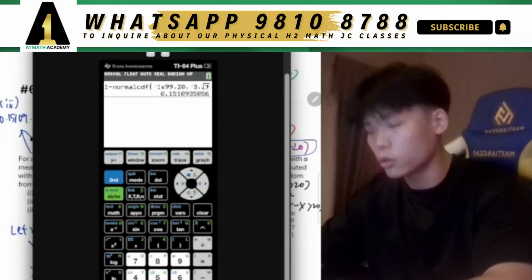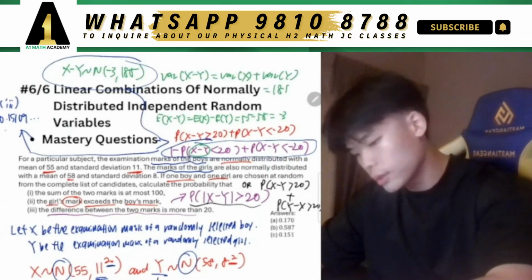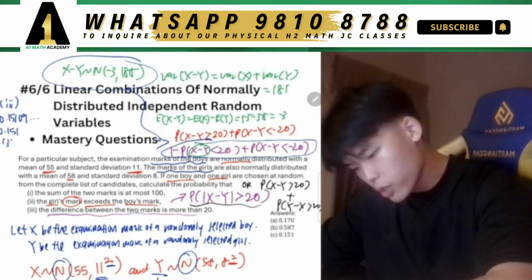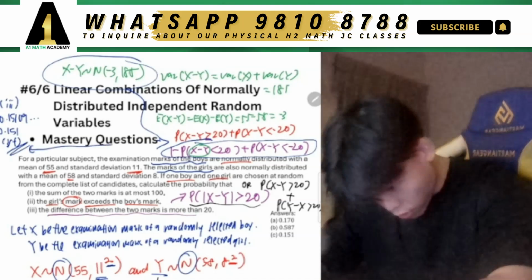0.15109 dot dot dot, and then you just 3SF it. So it's 0.151 to 3SF. And that's the final answer to this question over here.